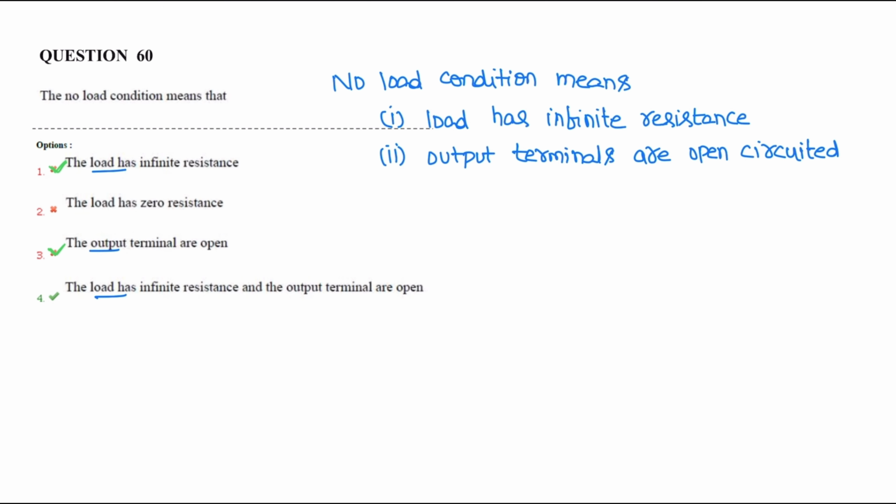Next question. The no load condition means? So no load condition means the load has infinite resistance. No load condition means open circuited. Output terminals are open circuited. Therefore the correct answers are: the load has infinite resistance, output terminals are open circuited, or the load has infinite resistance and output terminals are open circuited. Options 1, 3 and 4 are correct.